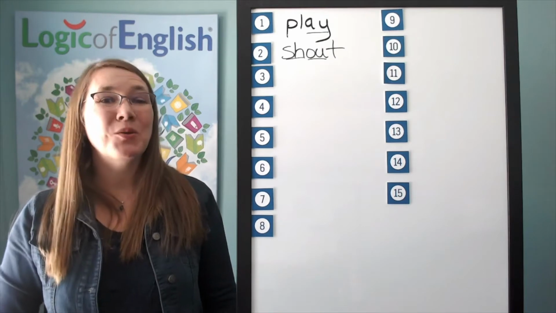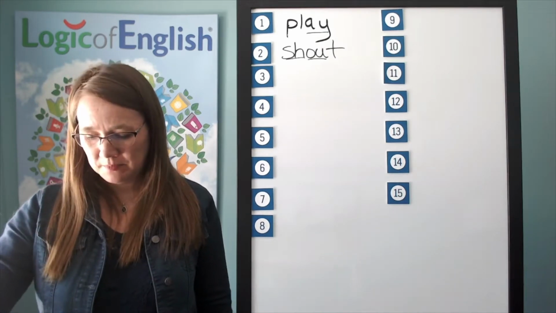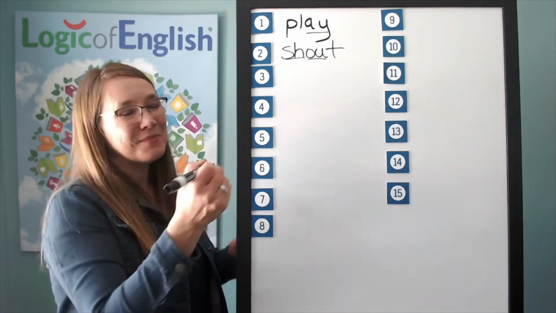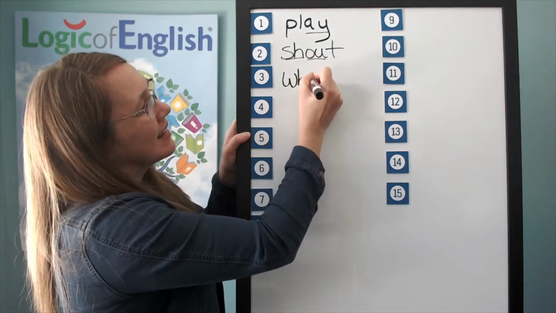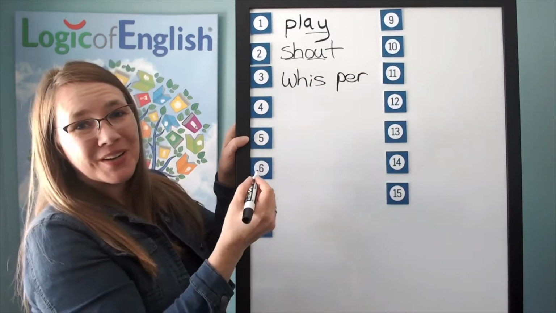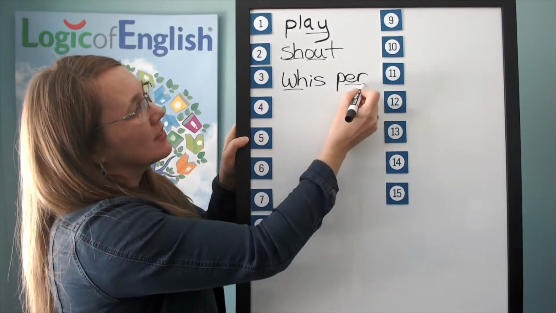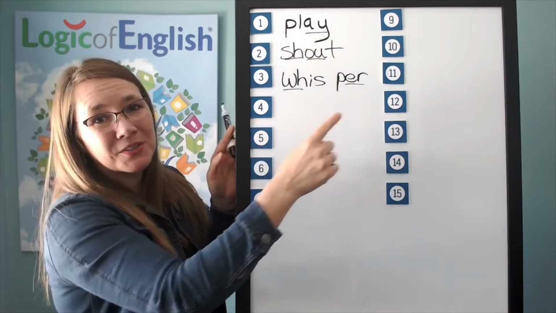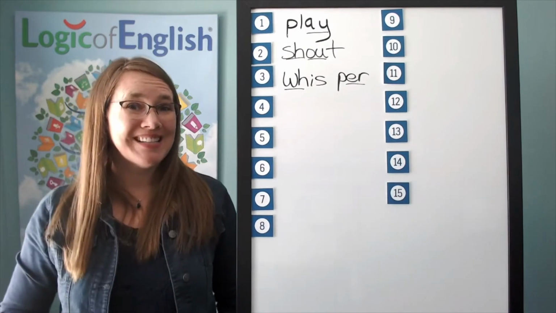Go ahead and write whisper. Good, and help me to write it. Wh-is-per. P-er. And how do we mark it? Well, underline the w and the er. Let's read it. Wh-is-per. Whisper.